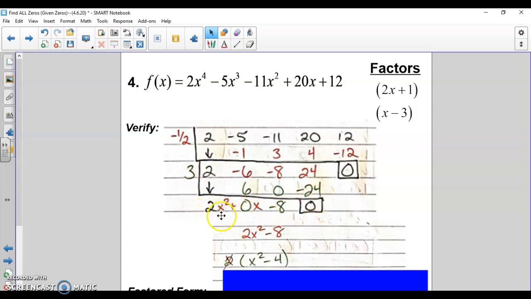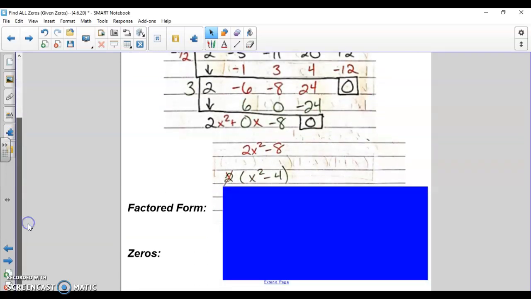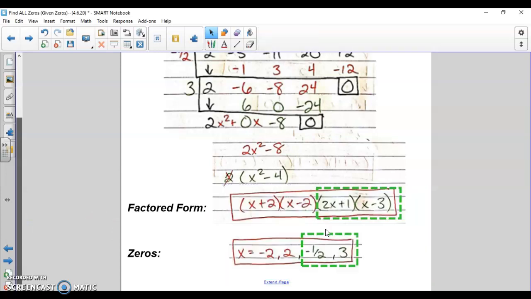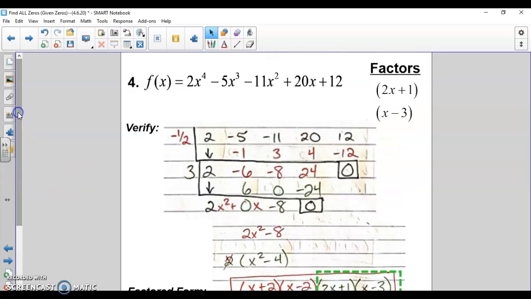Put the variables back in at this point. Factor. I have a GCF like I told you I would. Take it out, don't need it. I have an x squared minus 4, similar to the first problem we did. X plus 2, x minus 2. Rewrite the ones that you were given. My number of zeros, I have 4 of them. Negative 2, 2, negative 1/2, 3. Those are rewrites.